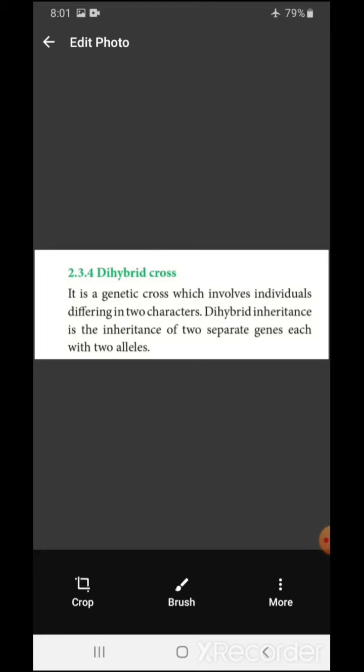So in monohybrid cross, we chose the contrasting character of tall and dwarf. Whereas in dihybrid cross, we are going to choose the contrasting characters of seed shape and color of the cotyledon. Seed shape: round seed and wrinkled seed. Whereas the cotyledon color: yellow and green. So these are the two contrasting characters. One is the seed shape, another one is the cotyledon color. The two contrasting characters involved in the cross is known as dihybrid cross. Dihybrid inheritance is the inheritance of two separate genes, each with two alleles.